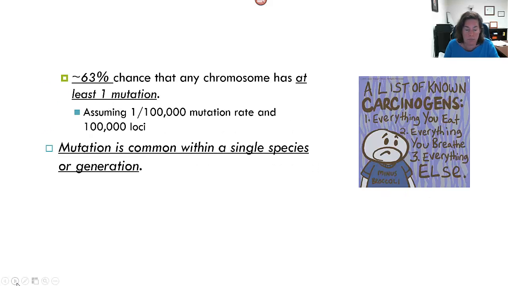Assuming you have a mutation rate of 1 in 100,000 for 100,000 loci, that gives you a statistical rate of 63% that any chromosome will have at least one mutation. So if you have 1 in 100,000 mutation rates on 100,000 loci, it gives you a 63% chance of a mutation. So basically, my point is, mutation is very common within a single species and within a generation.